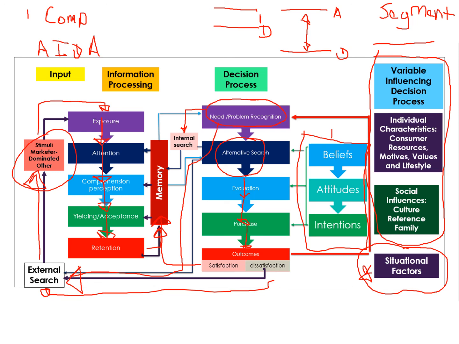But overall, it is important to understand this whole process. It includes the first stage in terms of need and problem recognition, in terms of internal search, external search for alternative buying decision processes, and then the influences on the customer in terms of the individual characteristics and the social influences in terms of culture, reference groups and family, which lead into your segmentation, targeting and positioning, because that influences their way of thinking in terms of their beliefs, attitudes, intentions, which will influence their alternative evaluation, selection, evaluation, and purchase.